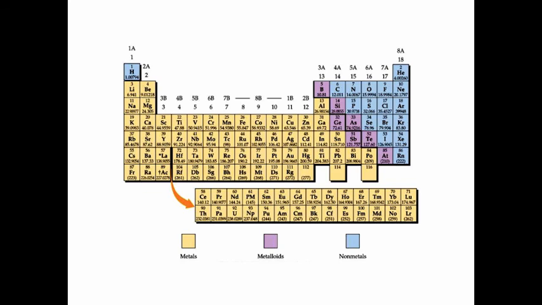Some periodic tables show the distribution of elements according to metal, metalloid, and nonmetal. In this periodic table, the metals are yellow. You can see it's the majority of the elements. Nonmetals are blue in the top right corner of the periodic table. And then in between them are the metalloids, shown here in purple.